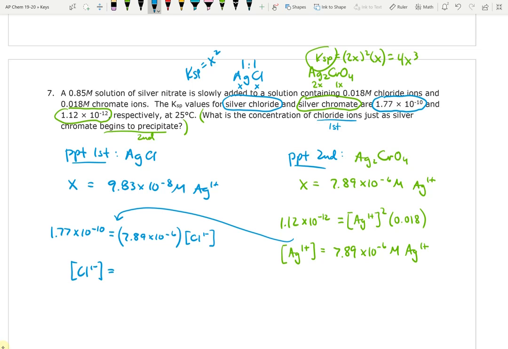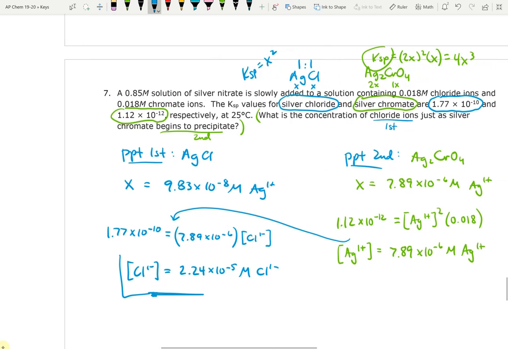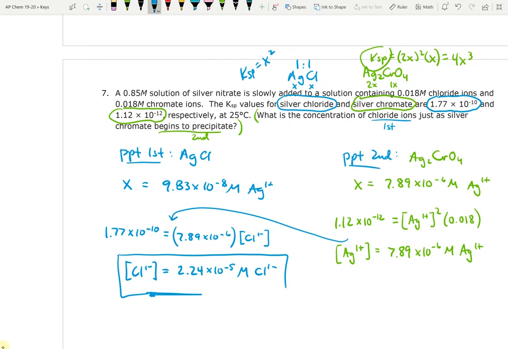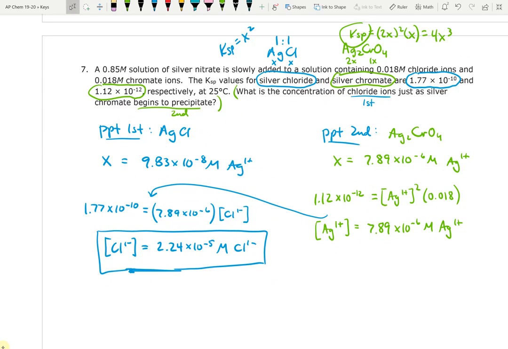And if you do that, hopefully you come up with an answer of 2.24 times 10 to the negative 5 molar chloride. That's very, very small. That's our answer. That's what they're asking us for. Pardon me, got a little slippery here on the screen. That's the answer they're wanting. What's the concentration of chloride as the second one begins to form? And that happens when silver reaches this threshold we found first here in green.